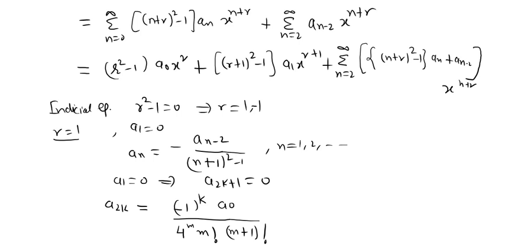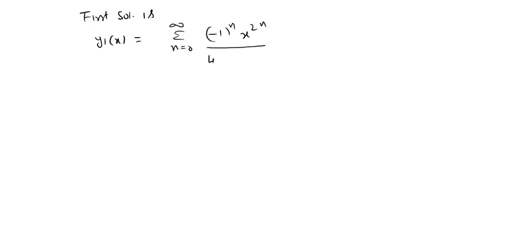Okay, so the first solution, which is y1 say, equals the sum from n equal to 0 to infinity, you can write k or n, whatever your choice, (minus 1)^n x^(2n) divided by 4^n, or you can write 2^(2n), then n factorial, (n plus 1) factorial, and x^r, that will be x, multiplied by a0.